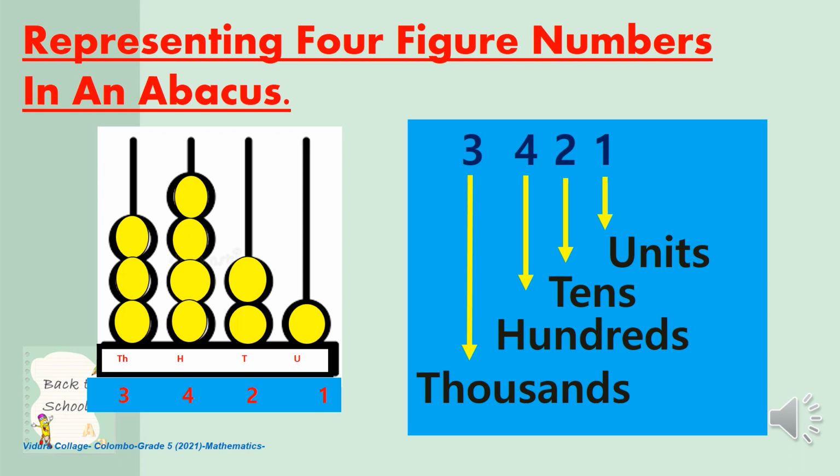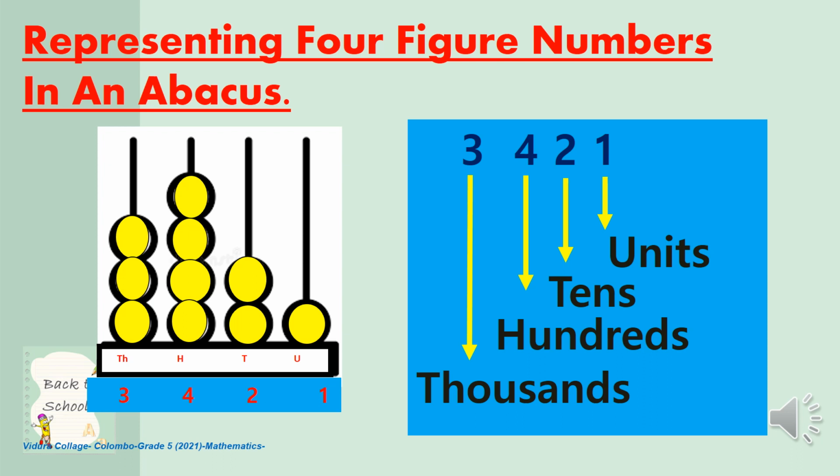Let's learn the place values of each digit in this number. 1 in the units place, 2 in the tens place, 4 in the hundreds place and 3 in the thousands place. So 421 is in the hundreds place. That is a 3-digit number. So once you add another 3, it becomes a 4-digit number. So that's why you have separated that with a little gap.